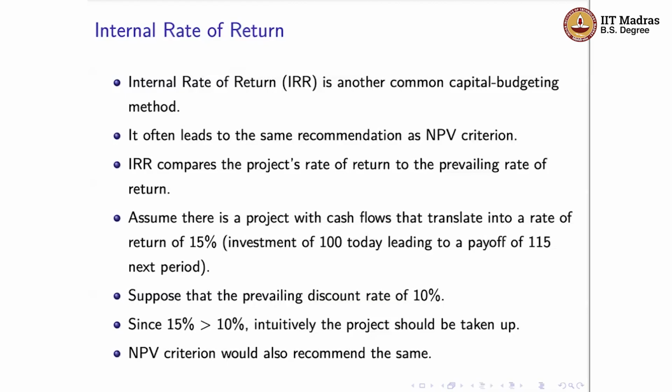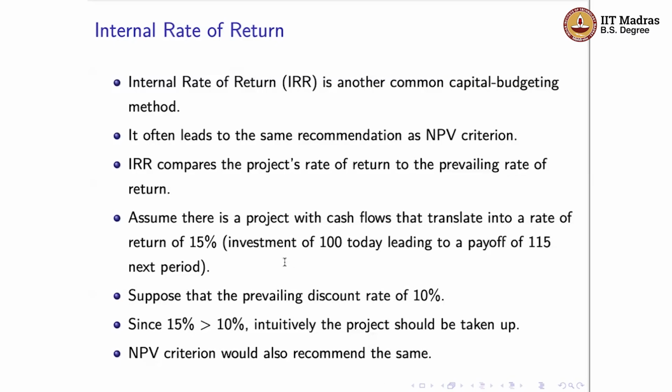Now suppose that the interest rate prevailing in the economy is 10%. Since you are getting a better return from the project than the interest rate prevailing in the economy, intuitively we should take up this project, right? And if you do the NPV of this project as well, which would be minus 100 plus 115 divided by 1.15, you can also show that it is positive, and hence the NPV budgeting rule would also say that you should take up the project. So that's pretty simple to understand here.